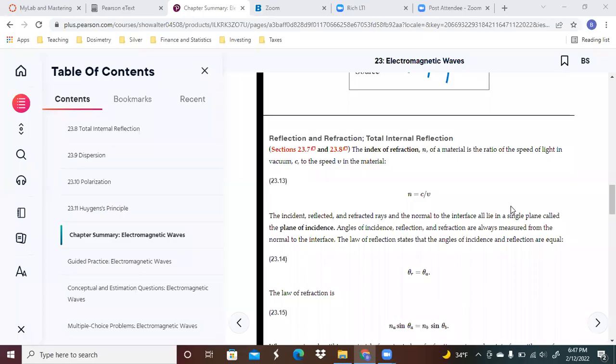We're now going to be looking at sections 23.7 and 23.8. We're going to be looking at reflection and refraction, what the difference between the two is, and total internal reflection.